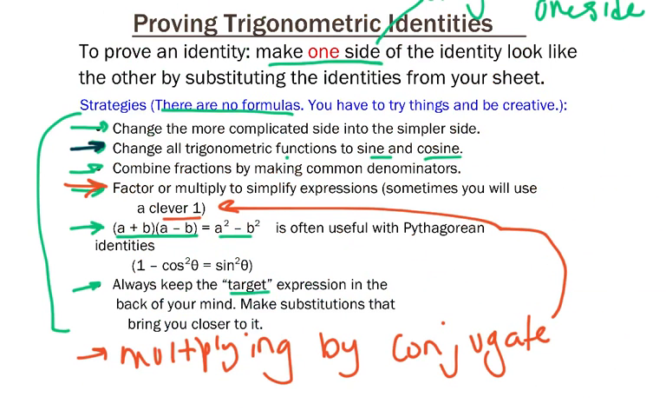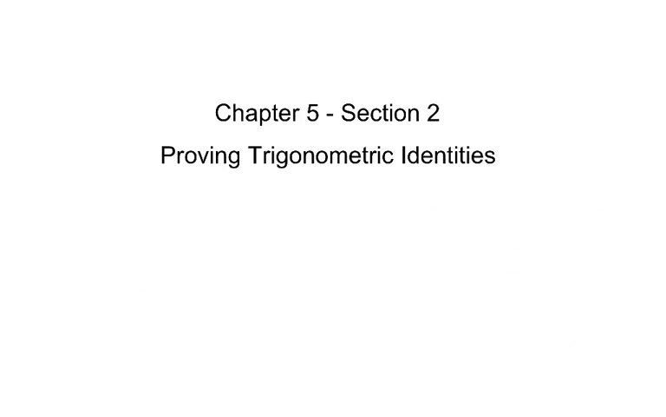Sweet, so that was interesting. Anyway, so those are the kind of strategies. So if you get stuck, did you change everything to sine and cosine? Did you multiply by a reciprocal, whatever it happens to be, or a conjugate? So 5-2.